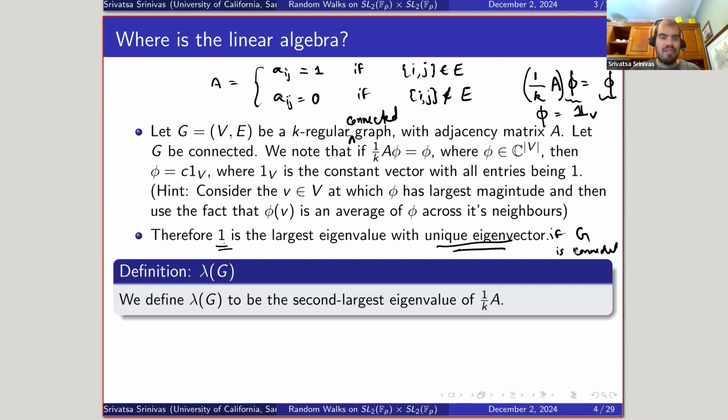Okay. So now we can define lambda_G. Lambda_G is the second largest eigenvalue of (1/k)A. The second largest eigenvalue is very important to us. Some people call the second largest eigenvalue the spectral gap, and other people call 1 minus lambda_G the spectral gap. It's really up to you, but when we're either trying to find an upper bound on this lambda or a lower bound on 1 minus lambda, it can easily be inferred from the context.